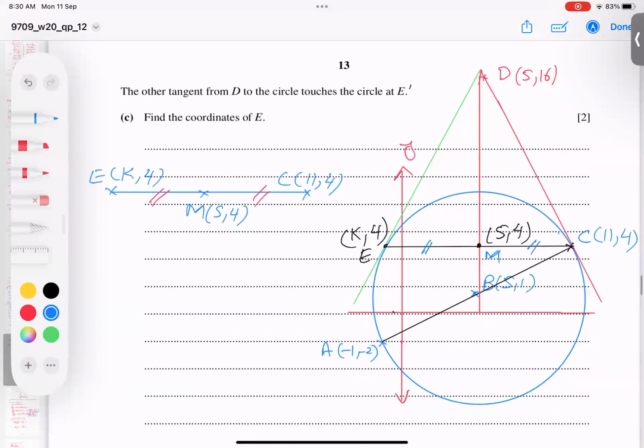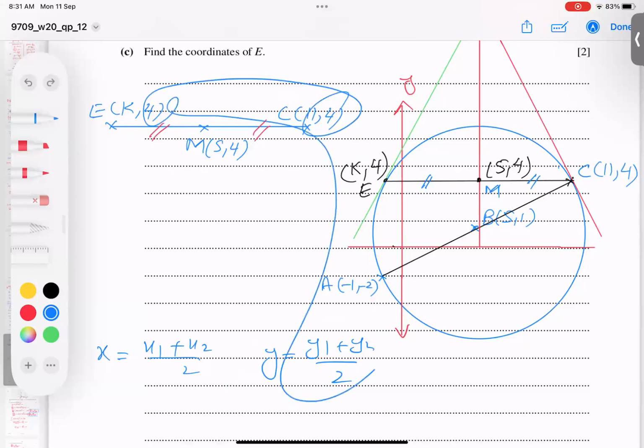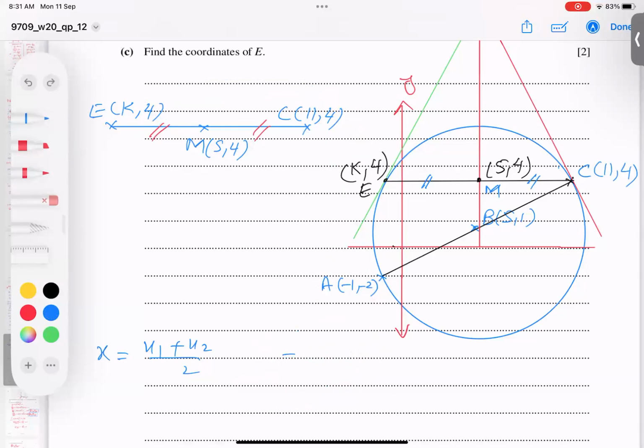So I apply the midpoint formula, and the midpoint formula is very clear: (x1 plus x2) divided by 2, and (y1 plus y2) divided by 2. Although there is no need for the y coordinate, because the height here remains the same. Even if we add 4 plus 4, 8 divided by 2, we get 4 again. So no need to find this one, and I'm not wasting time.